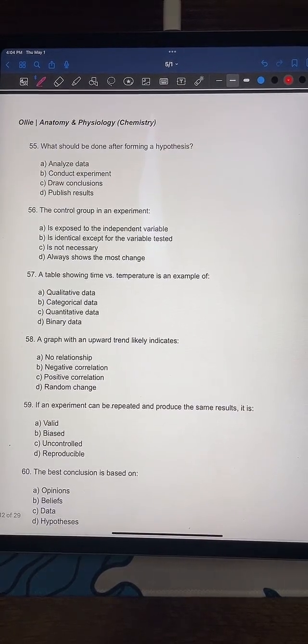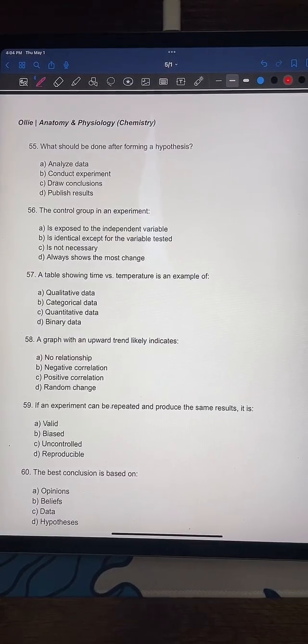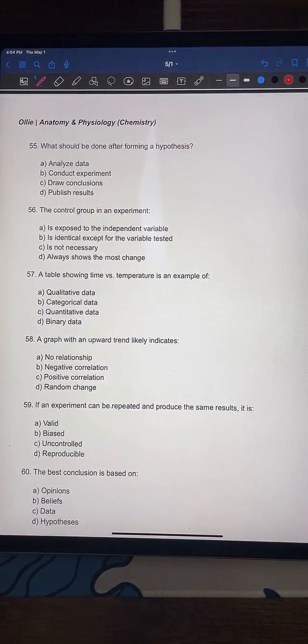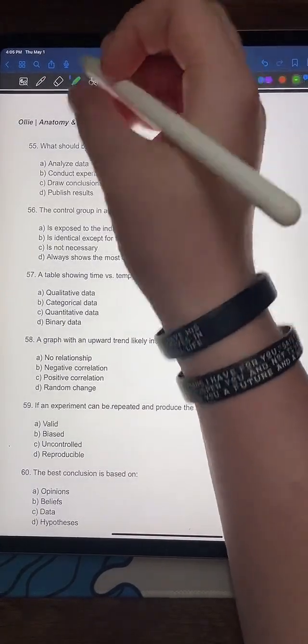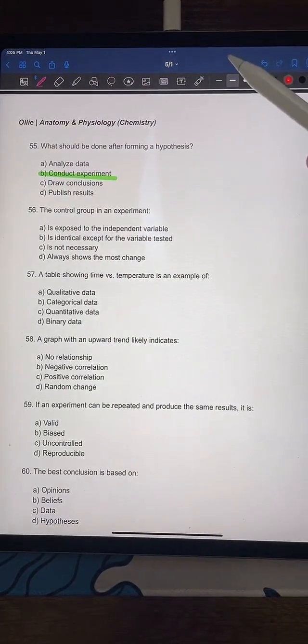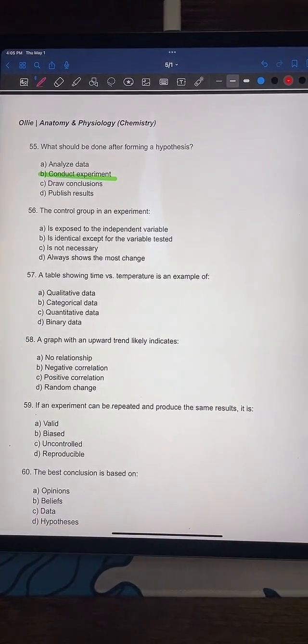55, what should be done after forming a hypothesis? So you form a prediction, and what follows that? The answer is B. So you have formed a prediction, so you're predicting something. You have to test that prediction through an experiment. Analyzing the data comes after experimenting. Drawing a conclusion is the very last thing. Publishing the results is after everything is complete and you have shown your data.